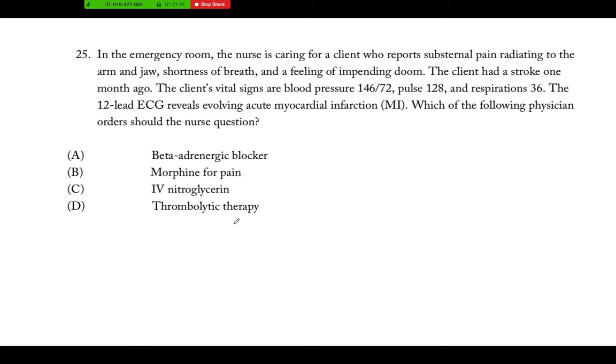Okay, so we have another question here. In the emergency room, the nurse is caring for a client who reports substernal pain radiating to the arm and jaw, shortness of breath, feeling of impending doom. The client had a stroke 1 month ago. Client's vital signs are 146 over 72, pulse 128, respirations 36. Oh my goodness. 12-lead ECG reveals evolving acute myocardial infarction. Which of the following physician orders should the nurse question?